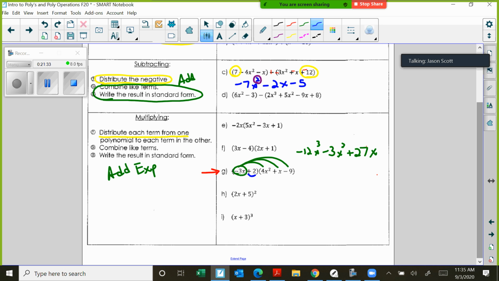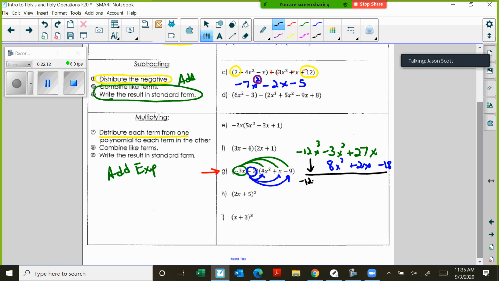So I'm going to take the 2, and I'm going to multiply it. So 2 times 4x squared is 8x squared. So I'm lining up my like terms right away so I can see what it is I need to combine. 2 times x is 2x, and 2 times negative 9 is negative 18. You'll notice that negative 18 doesn't have a like term, so just put it at the back. Finish that up. It's in standard form.